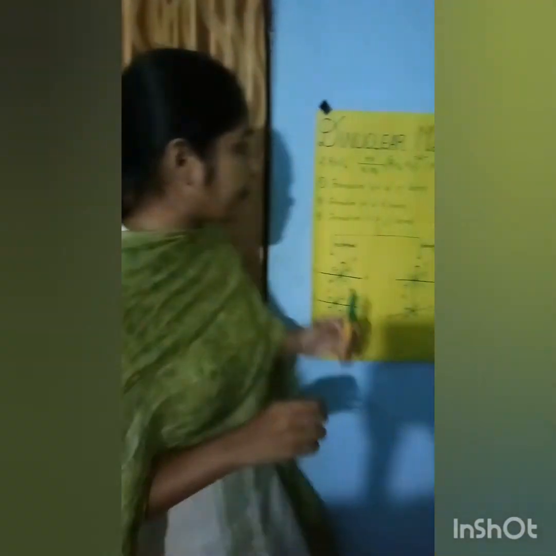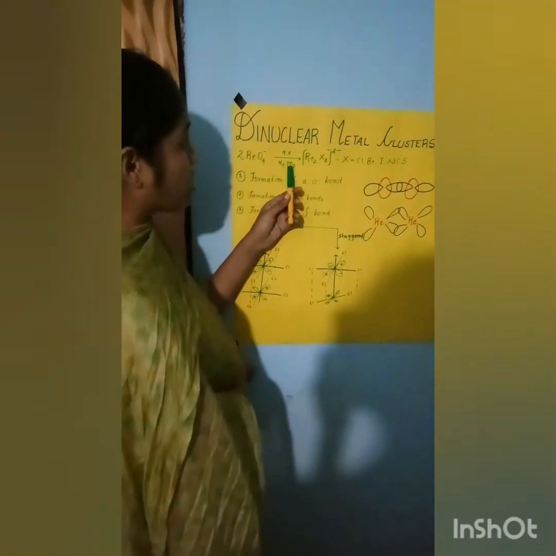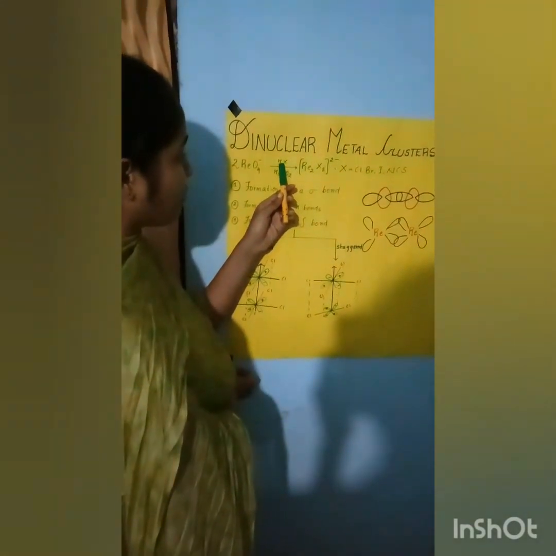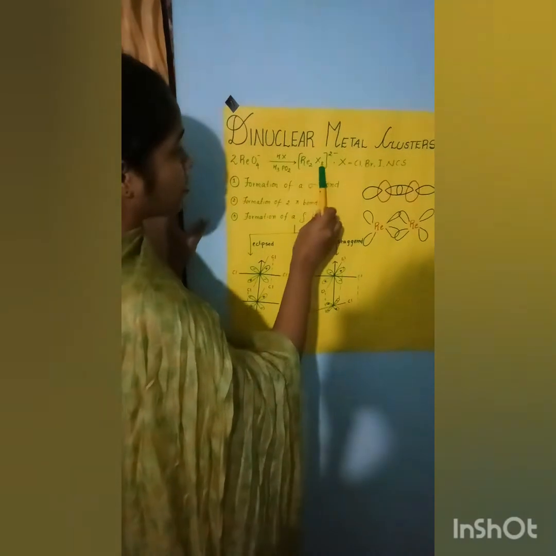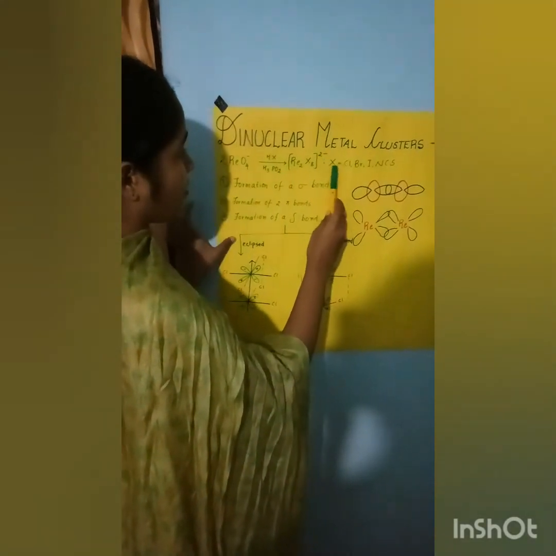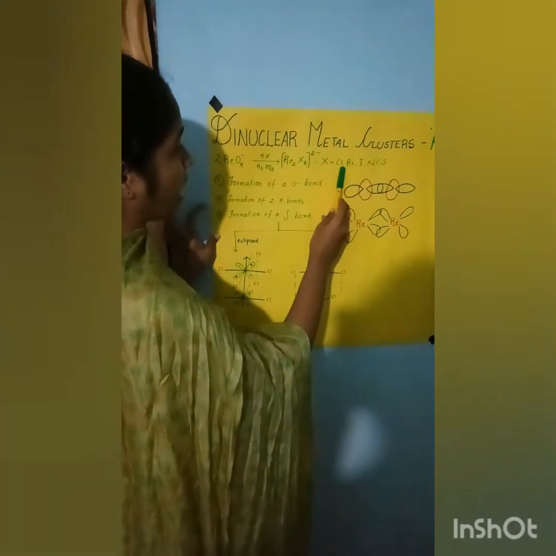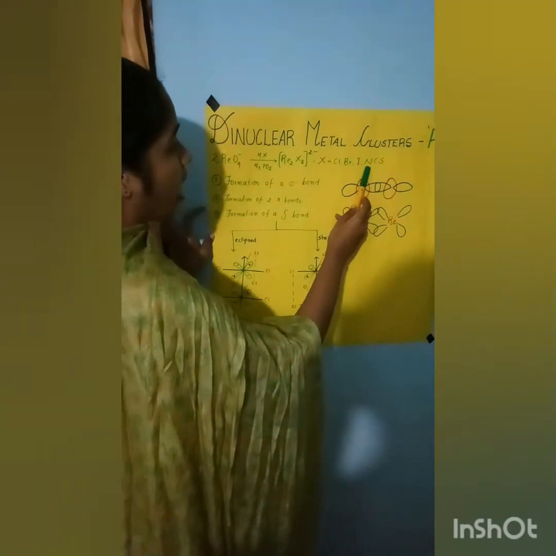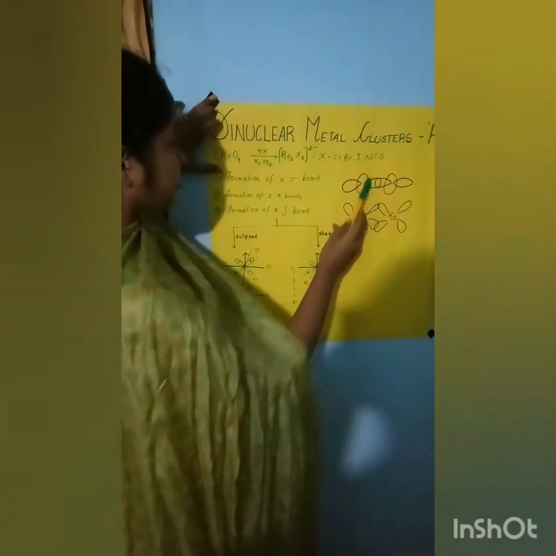The reaction will be 2ReO4- with H3PO2 in the presence of HX to form Re2X8 2-, where X will be chlorine, bromine, iodine, or isothiocyanate. The most interesting fact about Re2X8 2- is its structure.